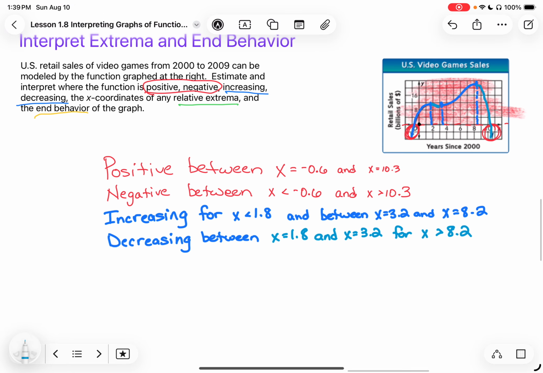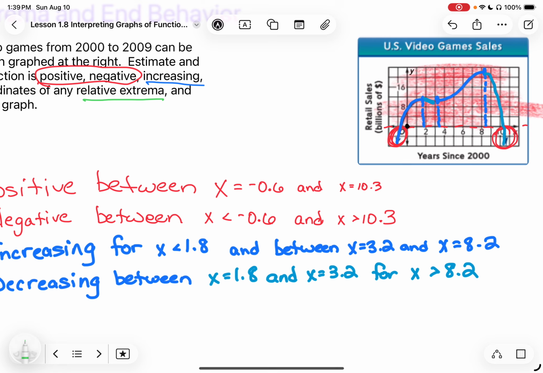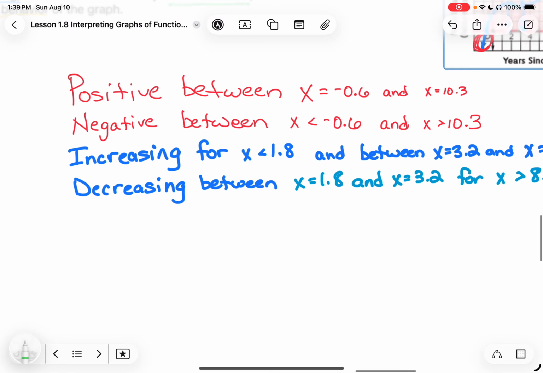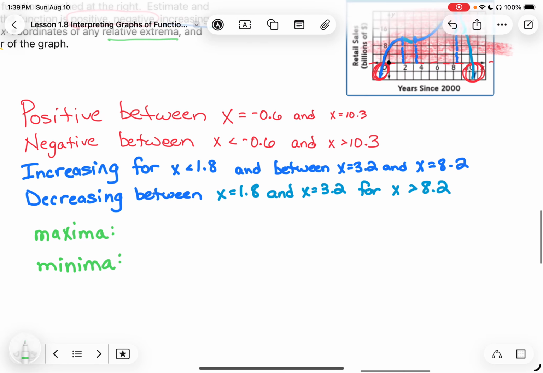Relative extrema mean minimums and maximums, meaning high points and low points for our graph. And so our relative extrema here, we're going to look for maximums and minimums. And once you have done spots where it's increasing or decreasing, maxima and minima, and those are the plurals, by the way, maxima and minima are the plurals of maximum and minimum. If you said maximums and minimums, nobody would get mad at you.